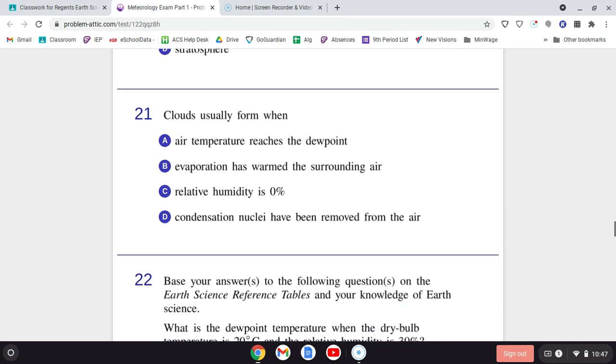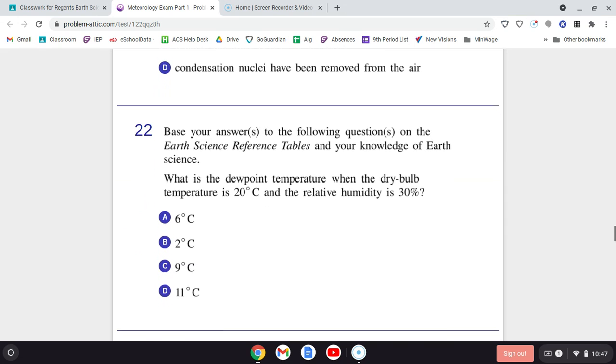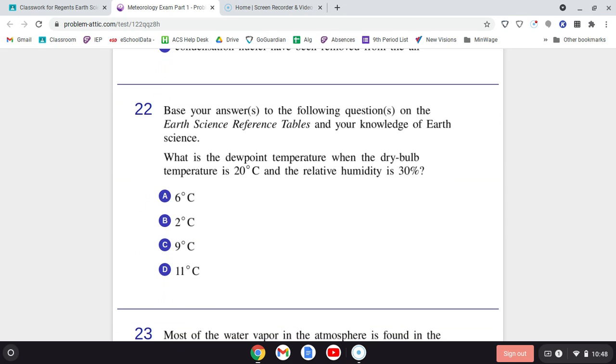22. Here's another one. What is the dew point? And that's the table on the top, I believe. When the dry bulb temp is 20. Oh, this is going to trick you. And the relative humidity is 30%. So it's kind of like a back tracing one. I'm going to take away, I got it, D. I'm going to take away D.